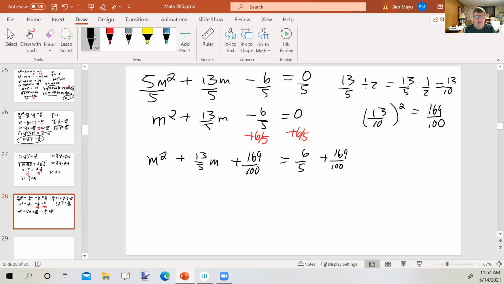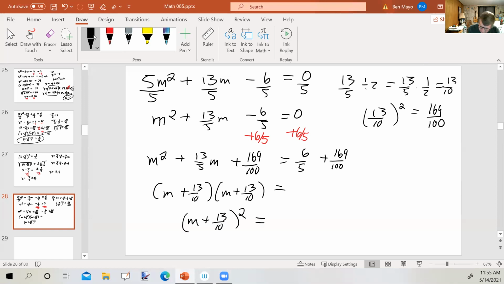On the left side, that completes the square, and on the right side, it just adds to the constant that's already there. So now on the left side, I get m plus 13/10 times m plus 13/10, which is m plus 13/10, the quantity squared. On the right, I just want to remind you that this number right here is going to be that number, so you don't have to start all over and try and factor it.